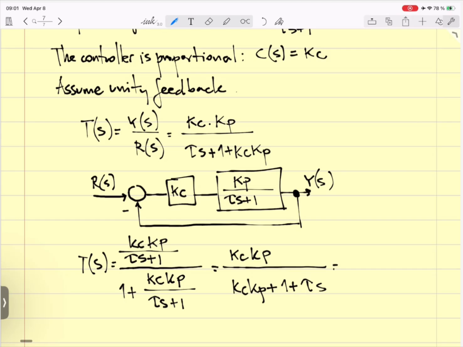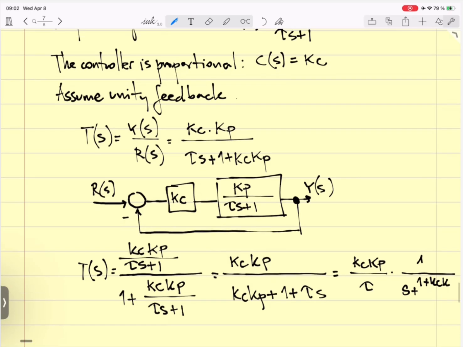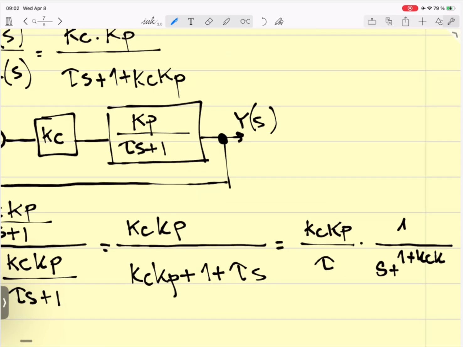If we repaint this a little bit, we can say this is k sub c, k sub p divided by tau times 1 divided by s plus 1 plus k sub c, k sub p divided by tau. Okay.